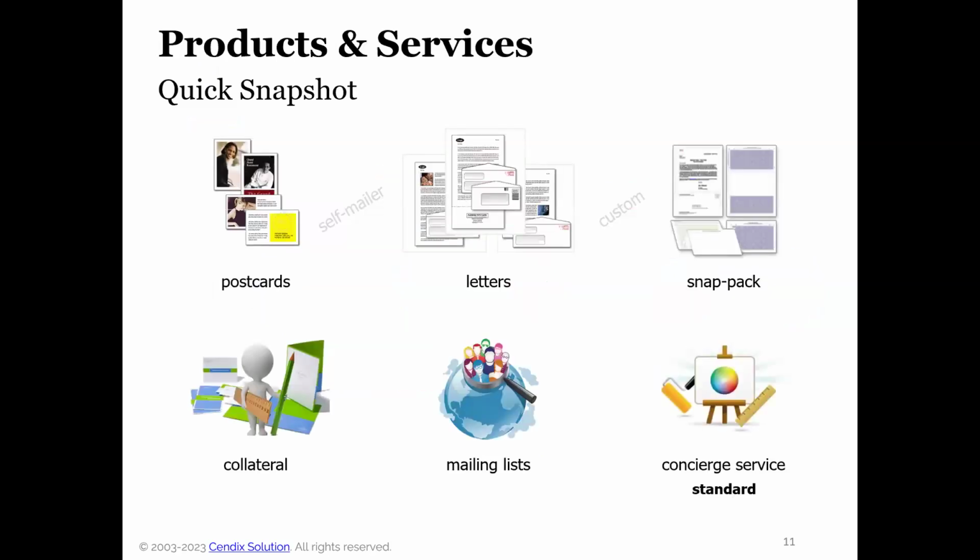Okay. In terms of the products that are produced, what's most common for us, in terms of formats, is postcards, letters, and snapback. Snapback, we'll talk more about that. People aren't as familiar with that one, but we'll go into it. We also do collateral if somebody needs to have brochures or materials printed that need to be produced but not mailed, but shipped. We can do that as well. We offer a mailing list, and we have this concierge service, which means we're going to do whatever it takes to get you in the mail.